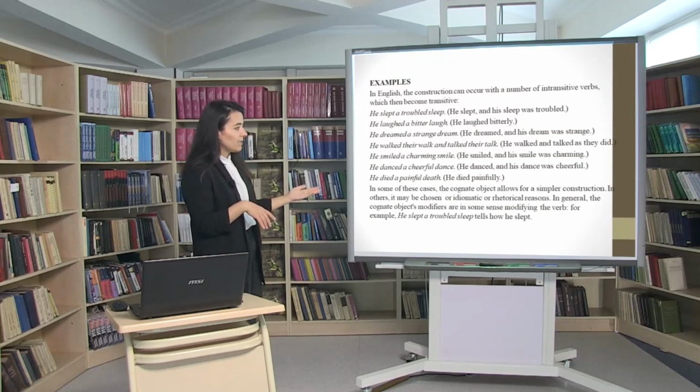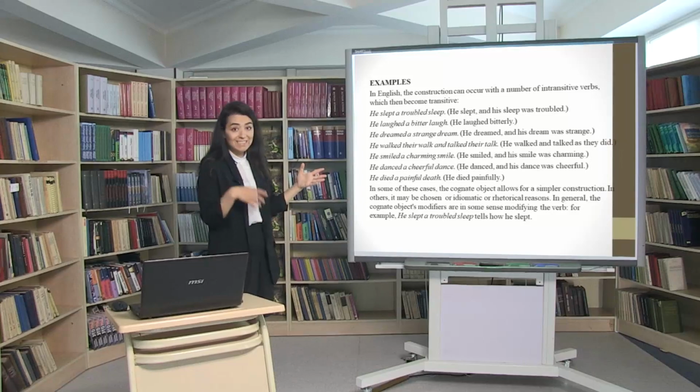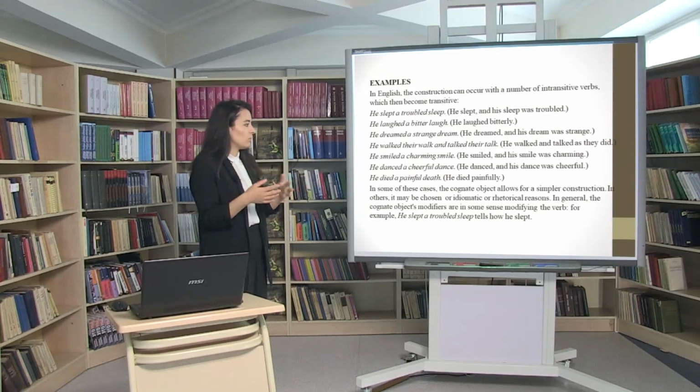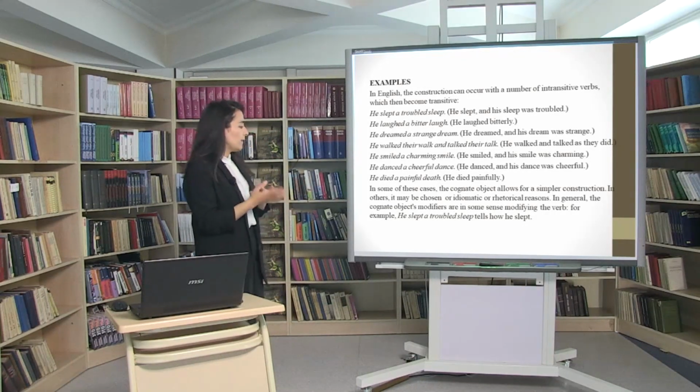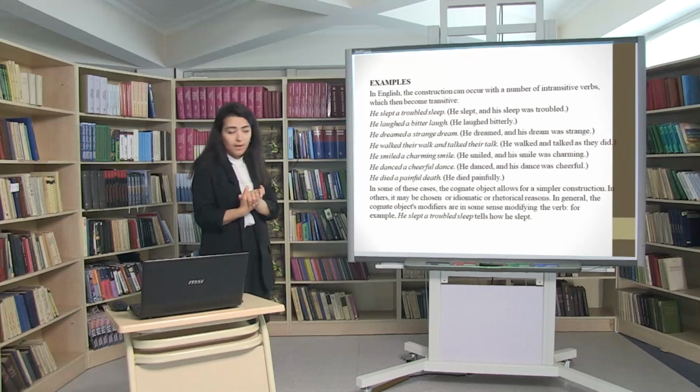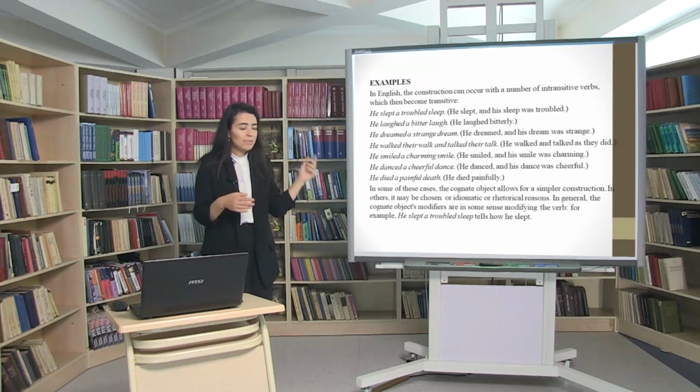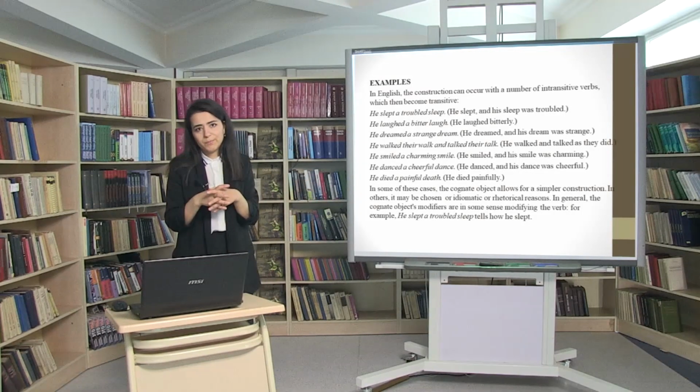In some of these cases, the cognate object allows for a simpler construction. In others, it may be chosen for idiomatic or rhetorical reasons. In general, the cognate object's modifiers are in some sense modifying the verb. For example, "he slept a troubled sleep" tells how he slept.